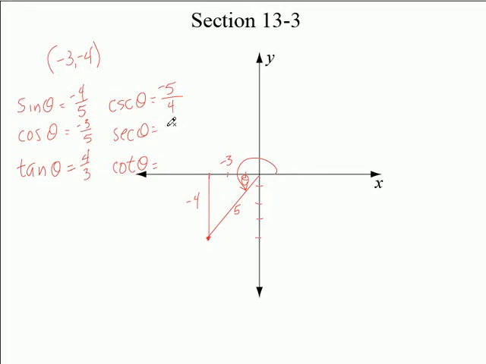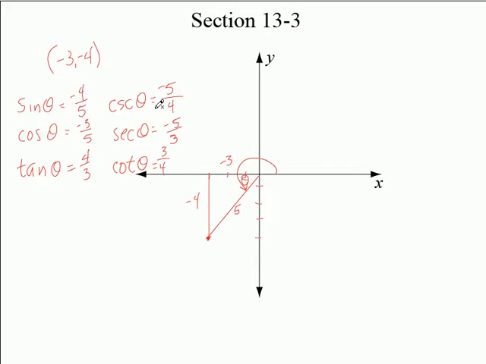What about the secant? Yeah, 5 over negative 3. So you could write negative 5 over 3 or 5 over negative 3. You could do it either way. Positive 4 over 3 is the tangent, and the inverse of that is 3/4. So there you go. There's your 6.